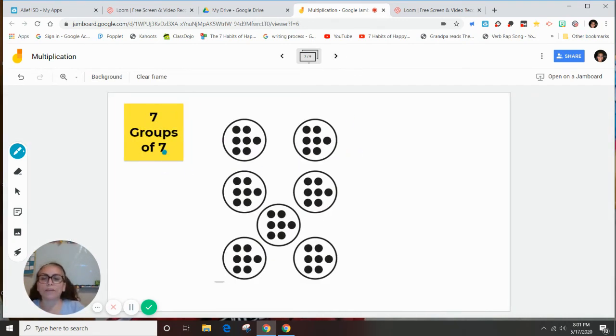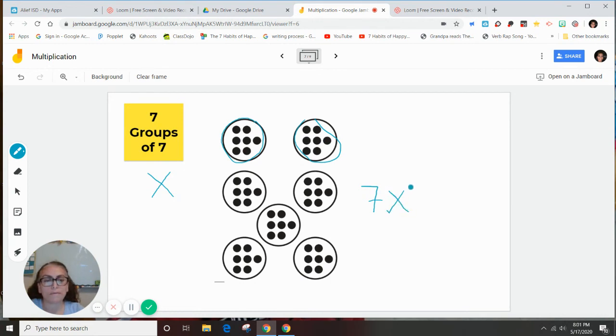Okay, we have another example here, and I wrote it down because I want you to see groups of. I really want you to think about that X symbol as groups of, because that really helps you think, what is it that I'm doing? How many groups am I putting together? And they're giving us right here, we have 7 groups of 7. So let's count. This would be 1 group, 2 groups, right? 3, 4, 5, 6, 7. 7 groups. How many in each group? 1, 2, 3, 4, 5, 6, 7. So we have 7 in each group.